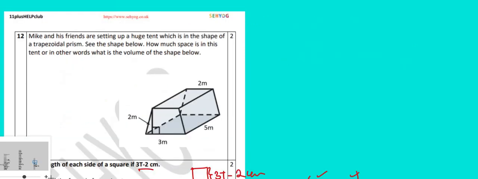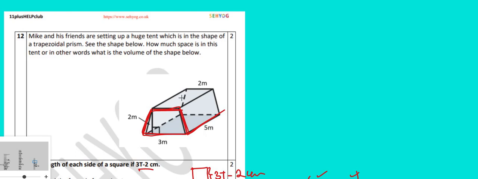Looking at our next sum, that is sum number 12. Mike and his friends are setting up a huge tent which is in shape of a trapezoidal prism. See the shape below. How much space is in this tent, or in other words, what is the volume of the shape below? Okay, so now what we do is, first we see that this portion right here that I am drawing forms a trapezium, not trapezoid actually, it is a trapezium.